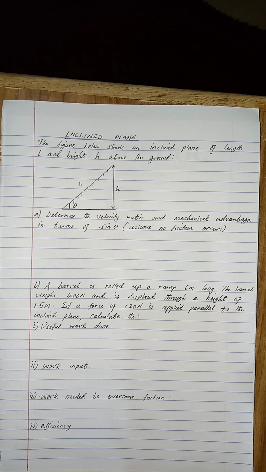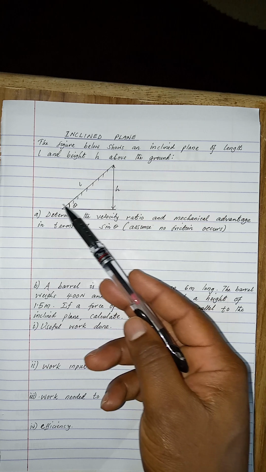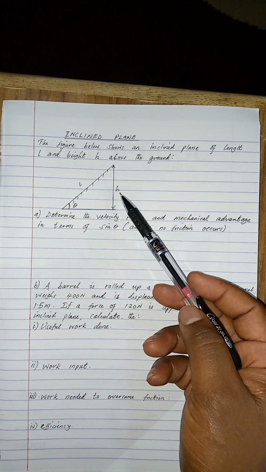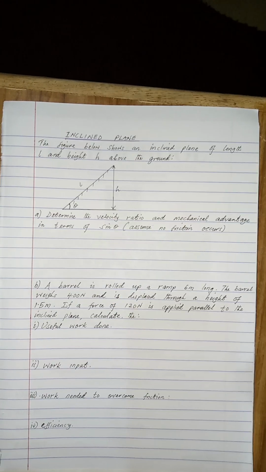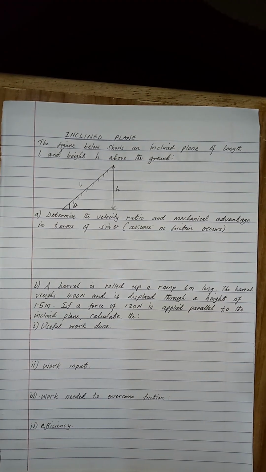The question reads, the figure below shows an inclined plane of length L and height h above the ground. This is the figure. We have L, that is the length of the inclined plane, and h, and we have an angle here, theta. Determine the velocity ratio and mechanical advantage in terms of sine theta. Assume no friction occurs.